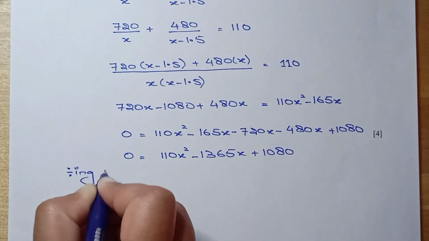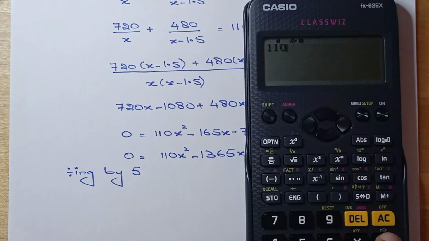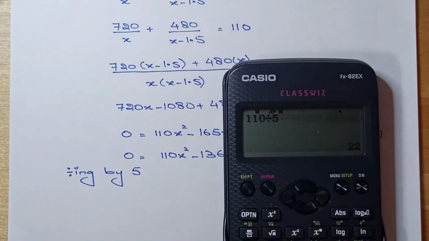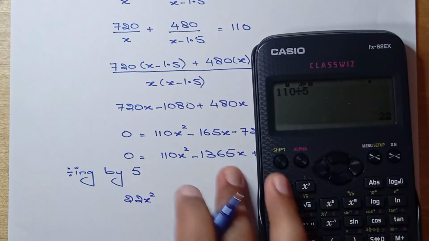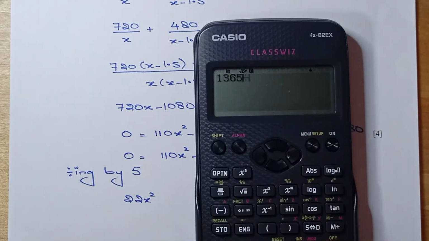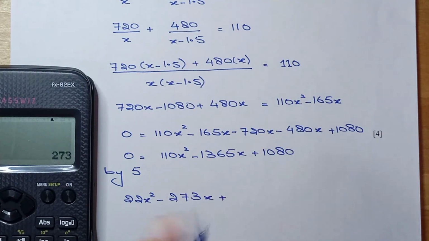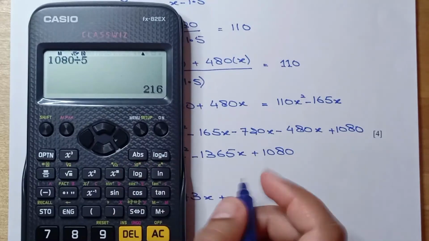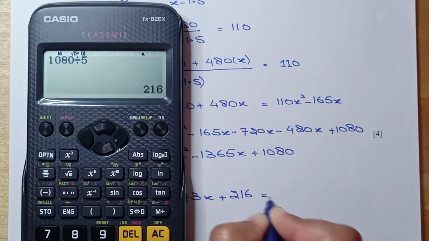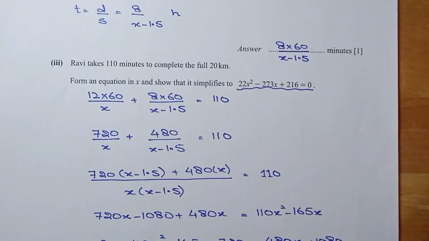Dividing by 5. So 110 divided by 5 gives you 22, right? So we have 22x squared, and then 1365 divided by 5 is 273. So minus 273x, and the constant term is 1080 divided by 5, which is 216, equals 0. So as you can see, this equation, we simplified it and it equals this one.